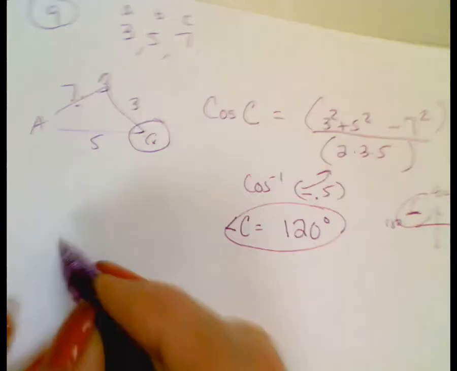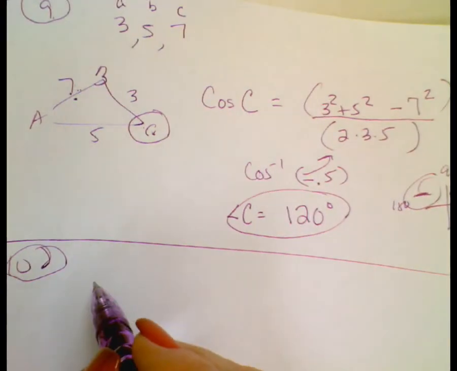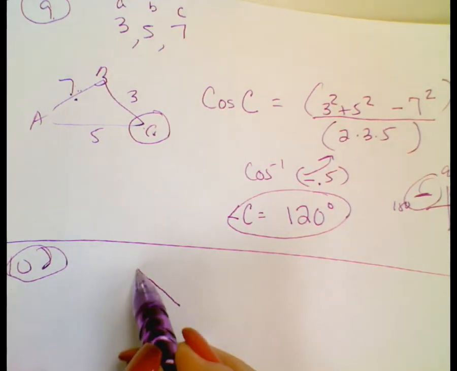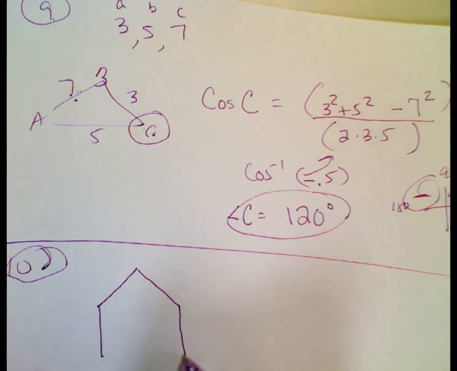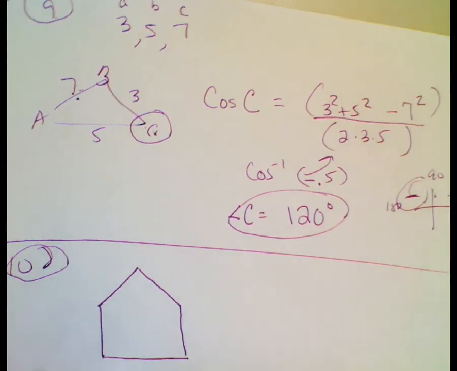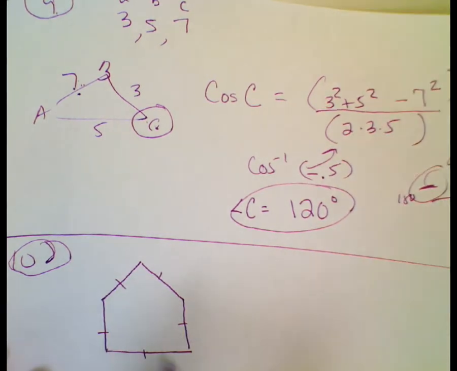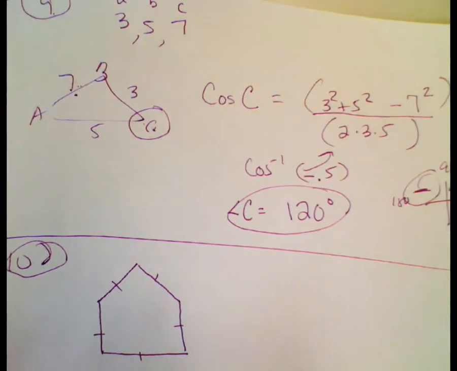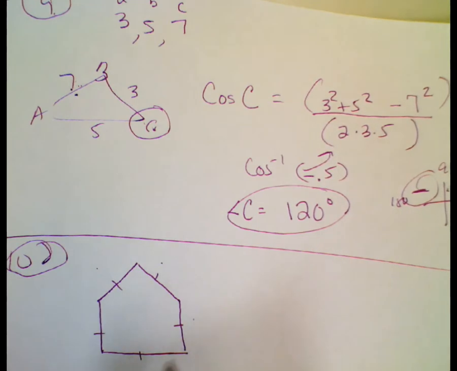Number 10's next. Use the law of cosines to find the perimeter of a regular pentagon. Let's draw a pentagon. Regular means that all the sides are the same. So there's 2 sides, 3 sides, 4 sides, 5 sides. I just made a house. That's a regular pentagon. All 5 sides are the same. If I measured, I don't think these are exactly the same, but they're supposed to be. They want the perimeter. That means they want you to add all 5 sides.